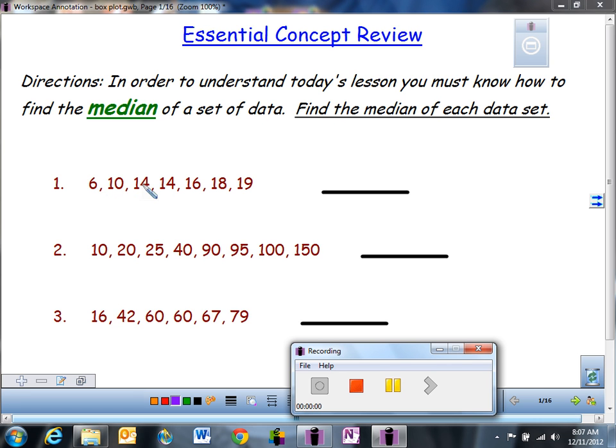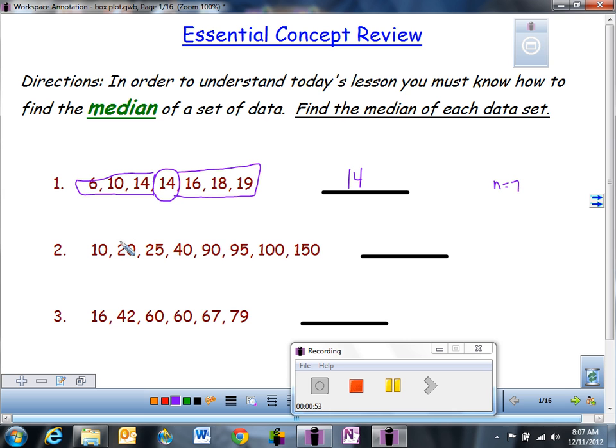So I see 1, 2, 3, 4, 5, 6, 7 numbers. So the middle of 7 is going to be 3.5. 1, 2, 3. And then if I go count from the back, 1, 2, 3. So technically 14 is in the middle. And then I turn it into a little belt. Okay, so then we have the belt buckle on the other side of the belt. So our median is 14.